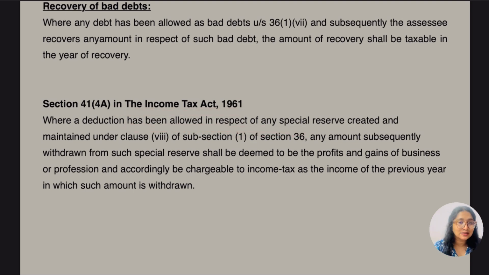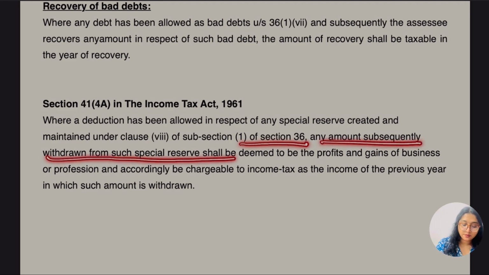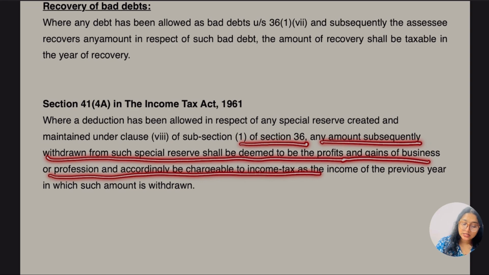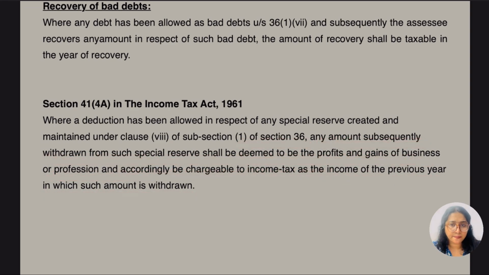Okay. Section 41 subsection 4 of the Income Tax Act 1961 applies where the deduction has been allowed in respect of special reserve created and maintained under section 36 subsection 1 clause 8. Any amount subsequently withdrawn from such a special reserve shall be deemed to be profit and gain of business or profession and accordingly chargeable to income tax as the income of the previous year in which it was withdrawn. This much is understood. Remember, if it is not used for the special purpose for which the special reserve was created, then for sure if withdrawn, it's going to be taxable, right? Okay.